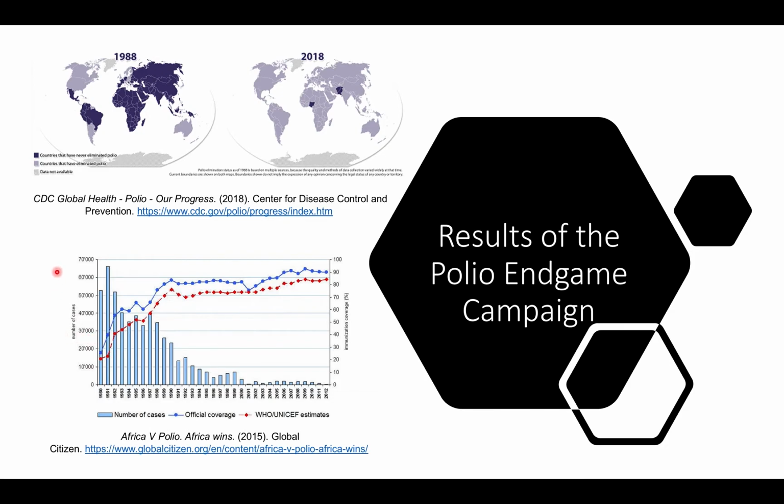I want to point out that this only goes up to 70,000 because, like I said, it only focuses on Africa. However, at the start of the campaign, 350,000 children a year were affected worldwide with polio, and up to 1,000 children a day were paralyzed.